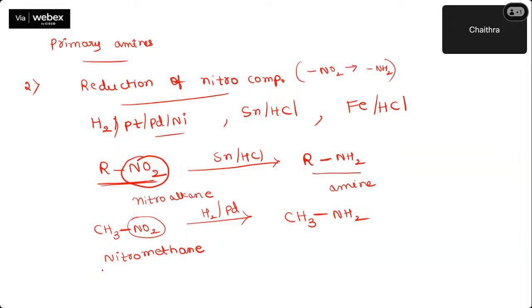Now, if I have C2H5NO2, just convert the NO2 group to NH2.